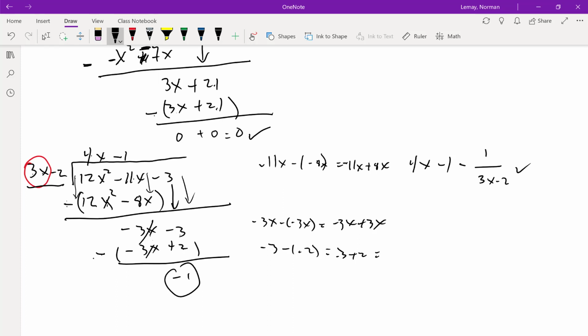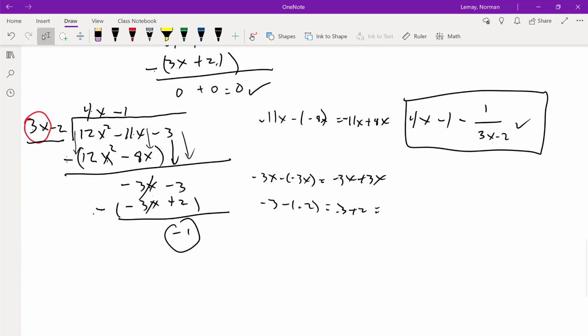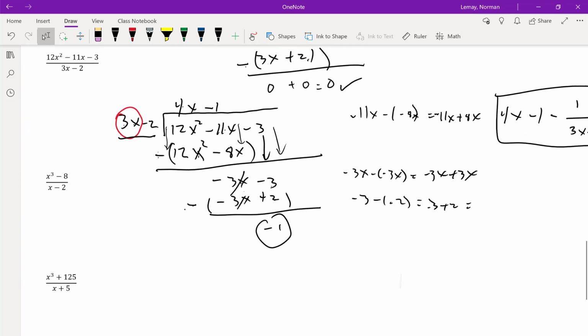Okay, so that would be our final answer right here when we have a remainder. So when we don't have a remainder, it's just this. Okay, and then when we do have a remainder, it becomes like this.